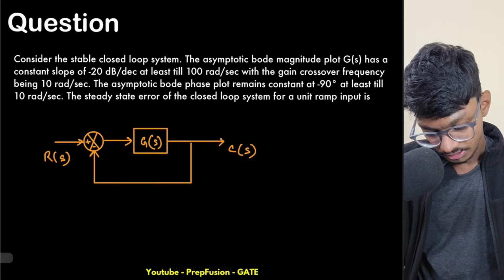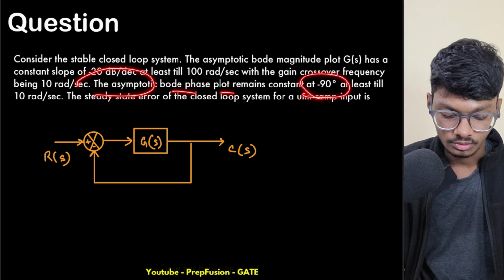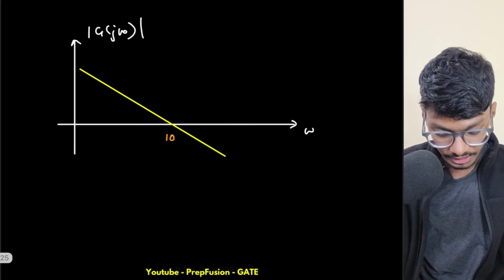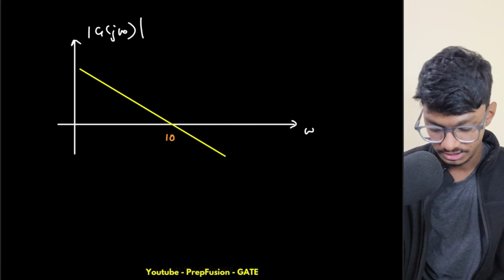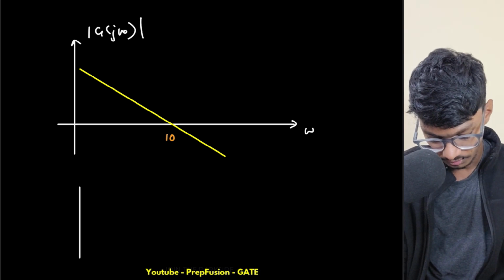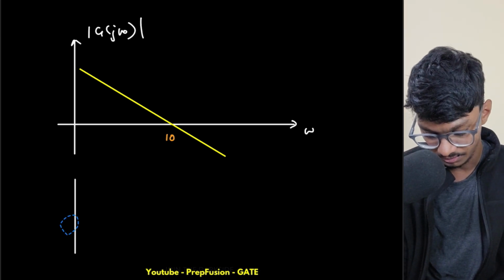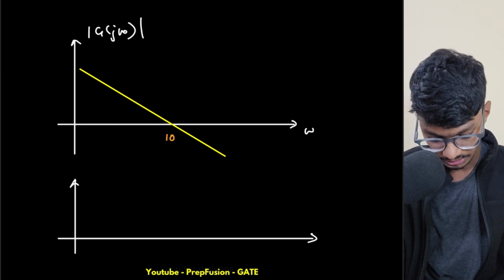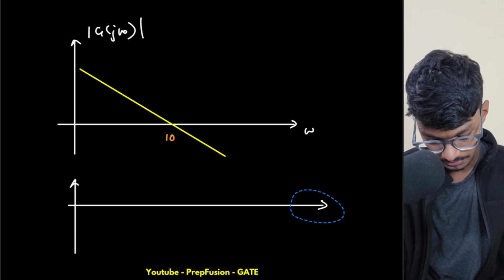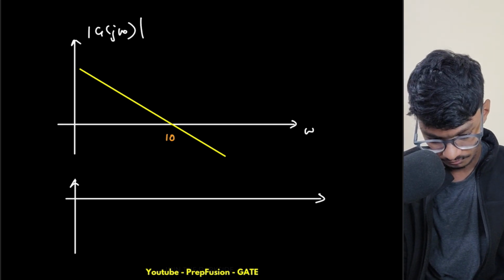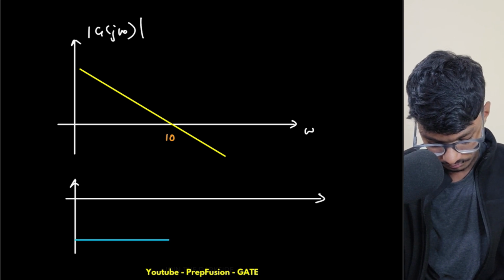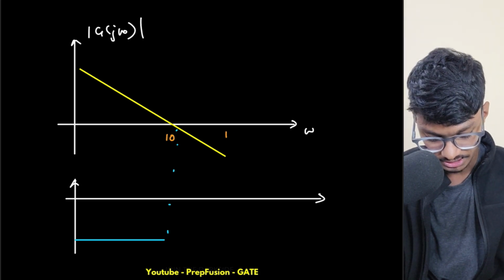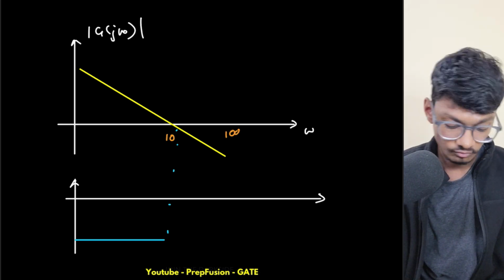Now the asymptotic Bode phase plot remains constant at -90 till 10 radian per second. So from 0 radian per second up until 10, it is -90. And at 100 obviously there is some change. I don't know if there is some change or not. Why did they tell us 10?